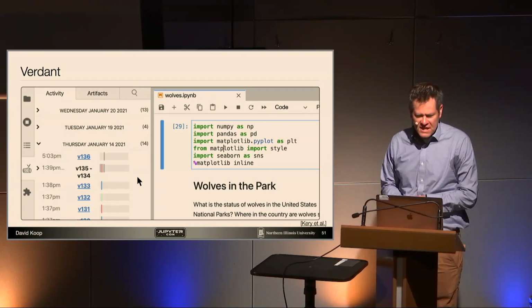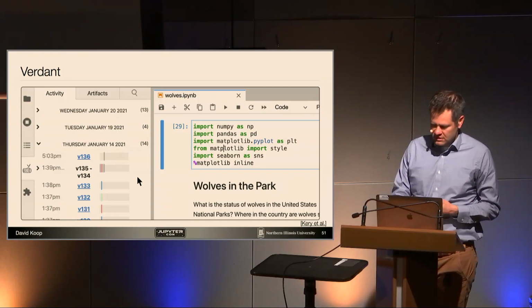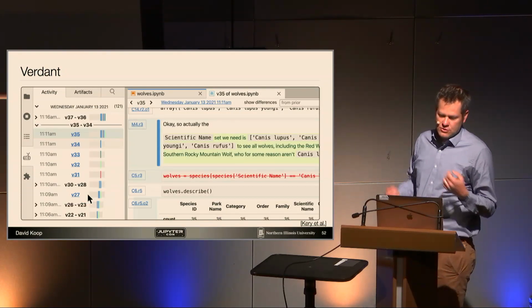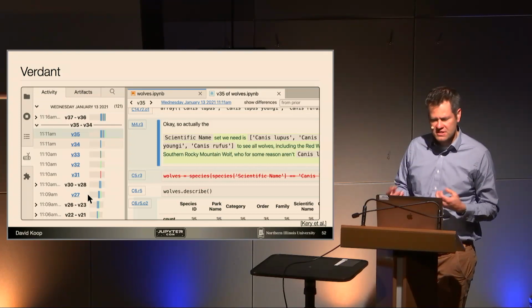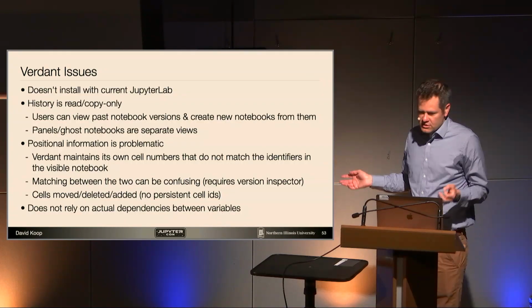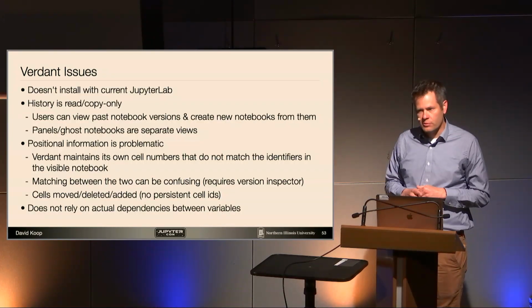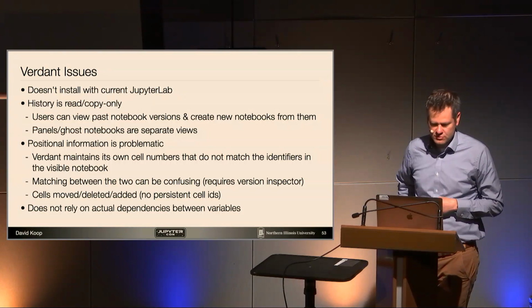So you get this side panel that shows information about different versions, when they were constructed, but you can actually go back and do diffs in the notebook that are a little more rich than you can just get from some other tools. Unfortunately, I don't think this installs with the current JupyterLab. It's a little dormant on GitHub. I think the researcher moved on to a permanent position elsewhere.